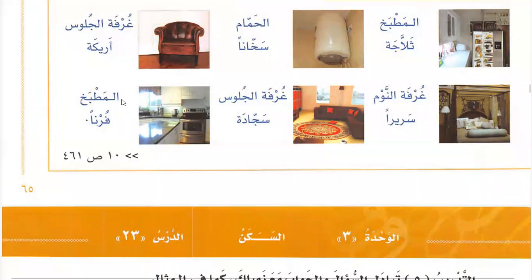Madha turidina li matbakh? What do you want for the kitchen? Uridu furnan. I require an oven.